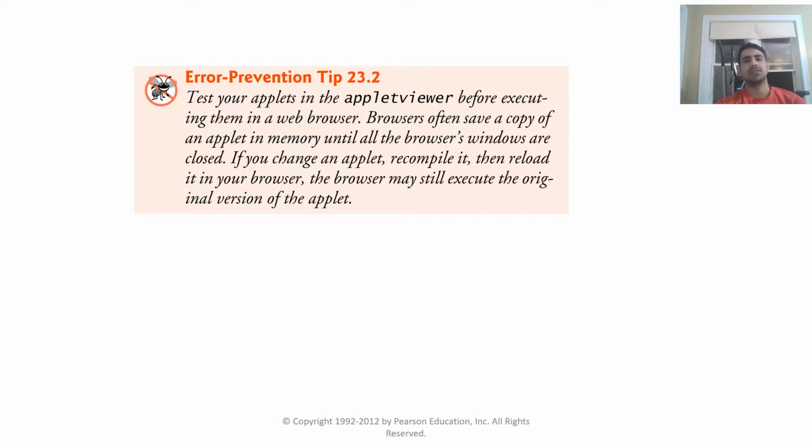Browsers often save a copy of an applet in memory until all browser windows are closed. If you change an applet, recompile it, and then reload it into your browser, the browser may still execute the same version of the applet. So in order to avoid this, the basic fundamental principle is to first test in the applet viewer only, in order to avoid errors in a web browser.